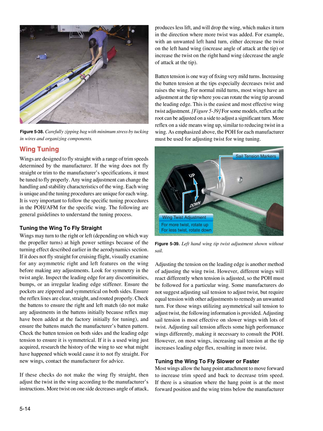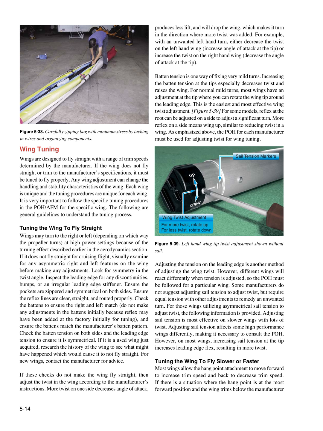Adjusting the tension on the leading edge is another method of adjusting the wing twist. However, different wings will react differently when tension is adjusted, so the PO must be followed for a particular wing. Some manufacturers do not suggest adjusting sail tension to adjust twist, but require equal tension with other adjustments to remedy an unwanted turn. For those wings utilizing asymmetrical sail tension to adjust twist, the following information is provided. Adjusting sail tension is most effective on slower wings with lots of twist. Adjusting sail tension affects some high-performance wings differently, making it necessary to consult the PO. However, on most wings, increasing sail tension at the tip increases leading edge flex, resulting in more twist.